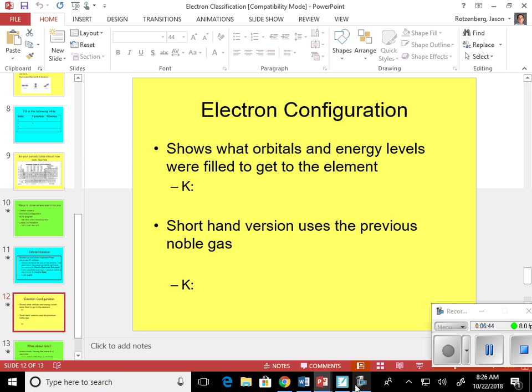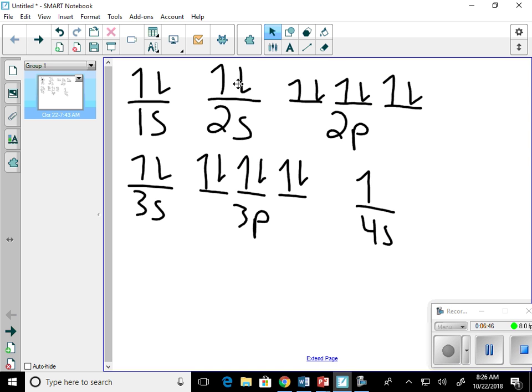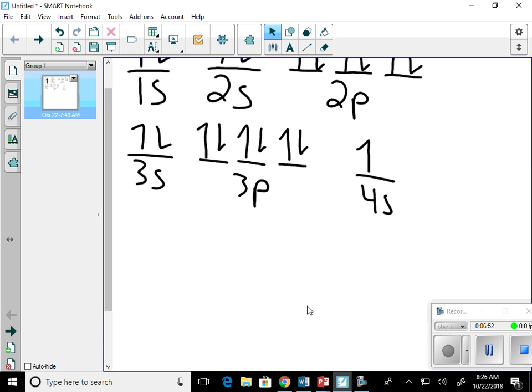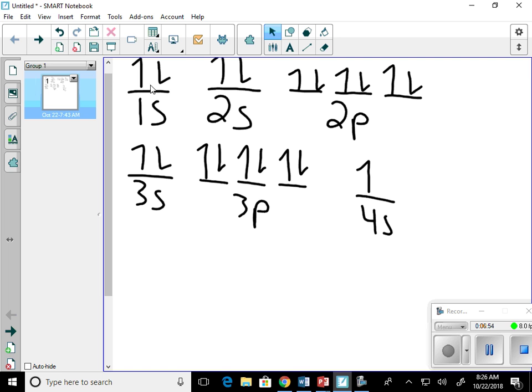Hopefully, as you are writing this down with me, you keep this in mind. And actually, I'm just going to extend the page so we can see. If you know orbital notation, you'll know electron configuration. So maybe you don't appreciate it, but I actually showed you the hardest thing that we're going to do first. And now we're going to make it simple.